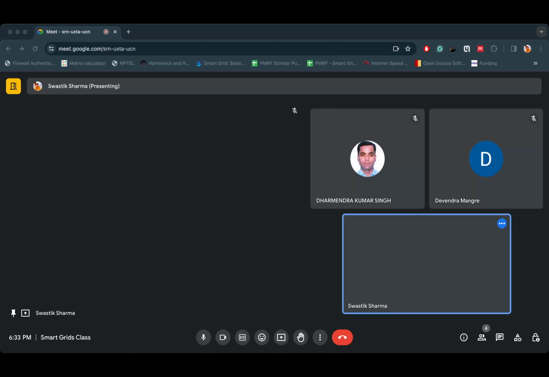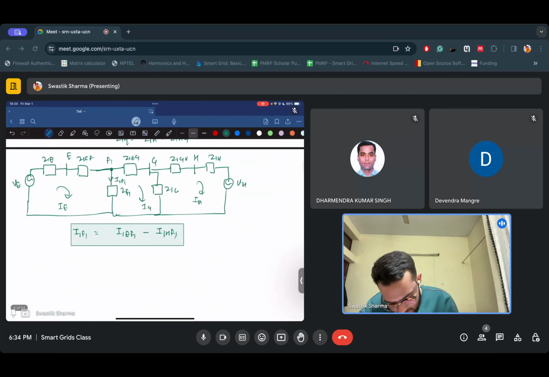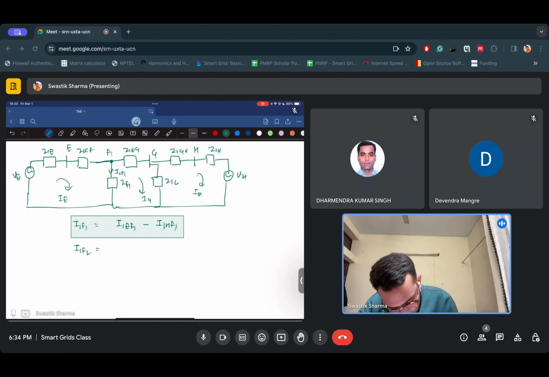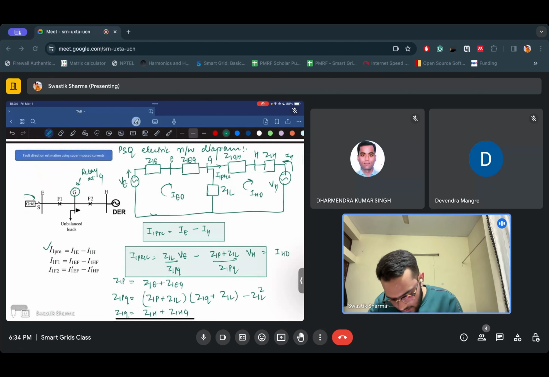The fault current will be something like this, right? And so this fault current will look something like this. So you now know the pre-fault current, and you can now calculate the post-fault current, which is I1 F1. Similarly, for I1 F2, it would be something like this: I1 E F2 minus I1 H F2. Okay, so now you have three things. You have the pre-fault current, and you have post-fault currents for both the F1 and F2 faults.